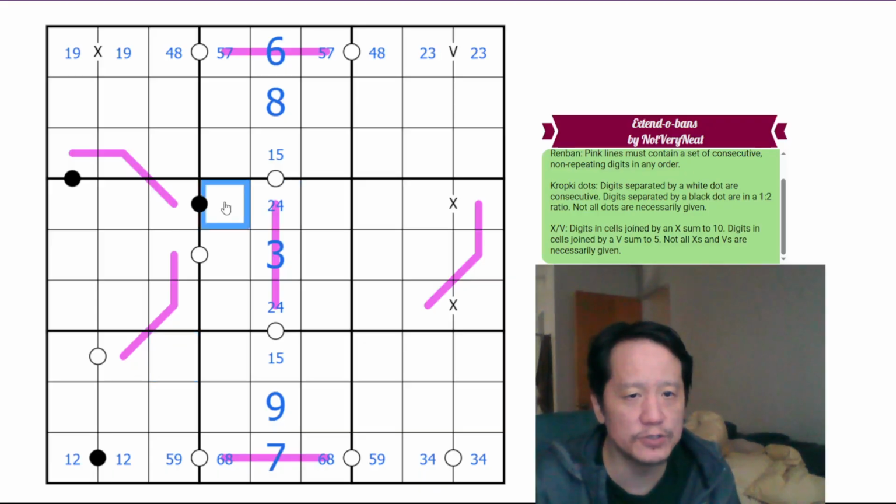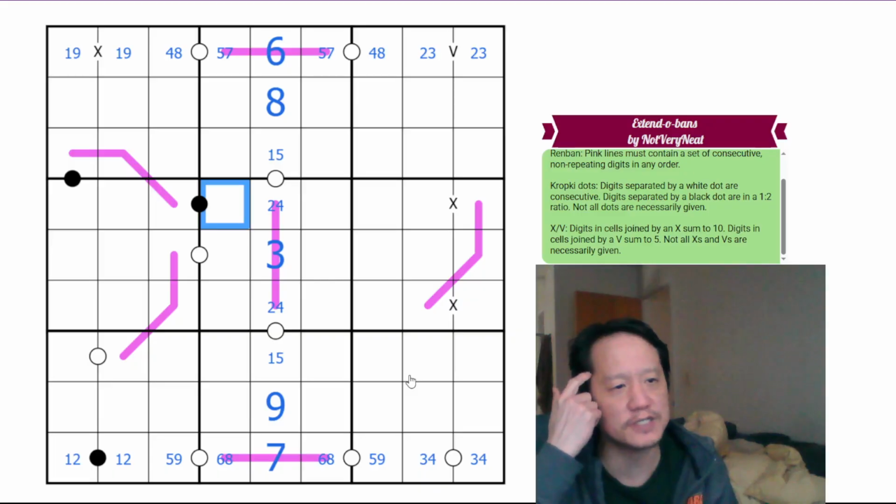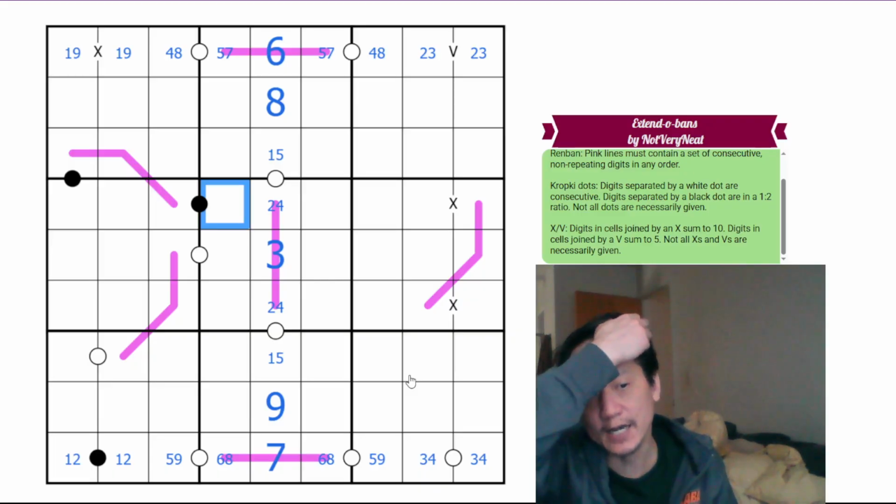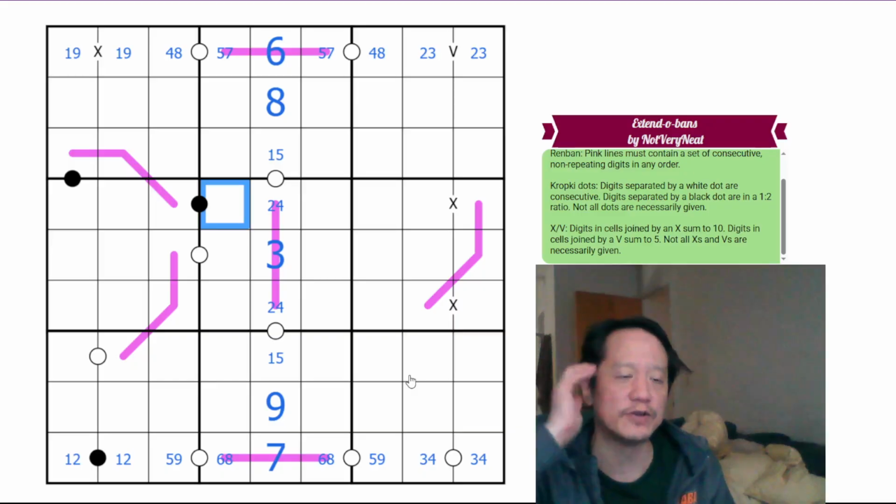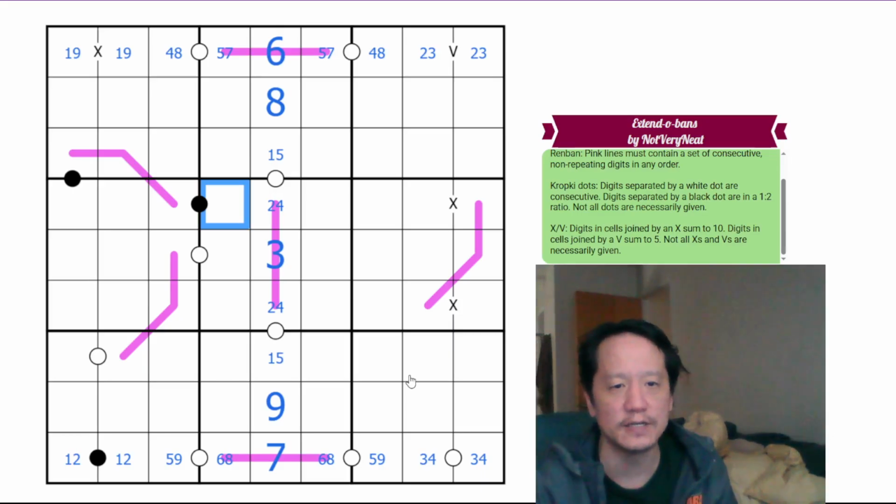This cannot be 2, 3, 4. The only digits next to a black crop key dot can be 1, 2, 3, 4, 6, and 8, because 5, 7, 9 cannot be. Because if you have 5, 7, or 9, you get 2.5, 3.5, 4.5. If you double 5, 7, or 9, you get 10, 14, or 18, none of which are digits.